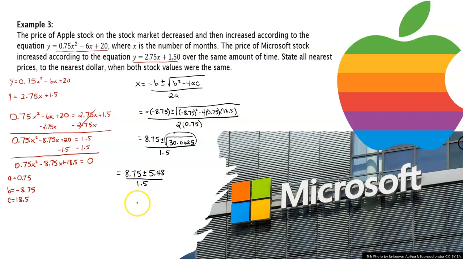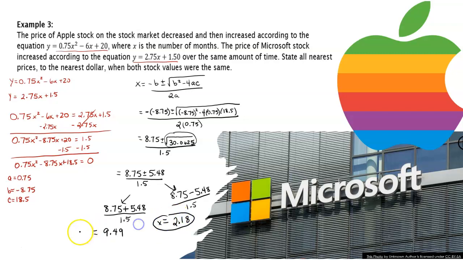Okay, we have two cases. Our two cases are 1, 8.75 plus 5.48 divided by our 1.5. And your second case is 8.75 minus 5.48 divided by your 1.5. Let's see what they're both equal to. The very first one, where we're adding 5.48, gives us 9.49. And the second one is about 2.18. So those are our two x values.